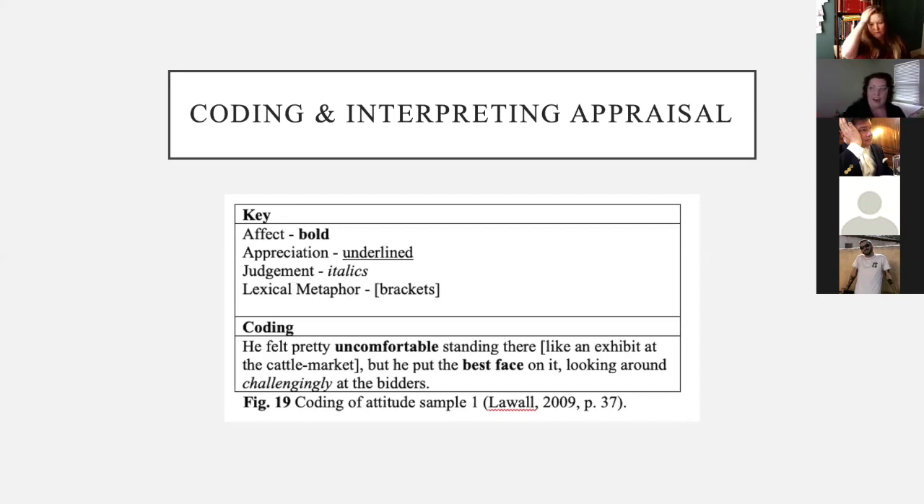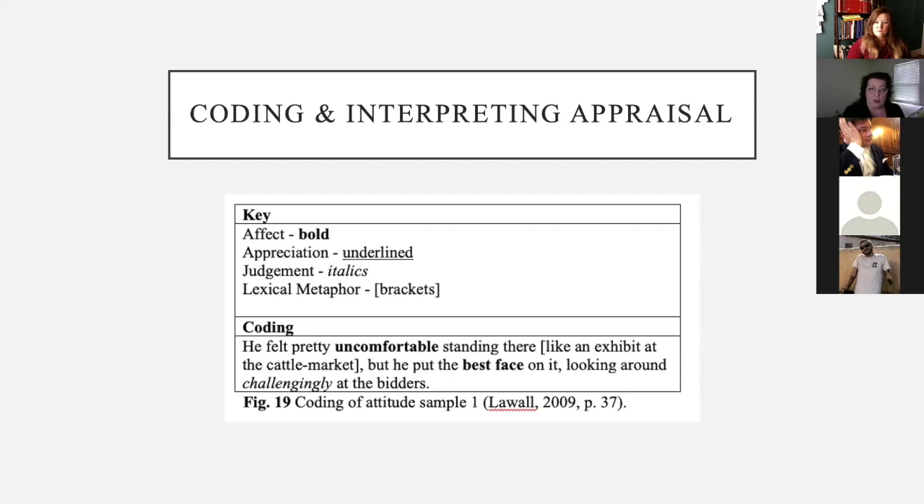Okay, so it's like a cattle market, this common thing. And he put his best face on. So he wants to look good, right? And looking around challengingly, like, I'm a good choice. There are some ways this could have been reframed to be interpreted as challengingly, like, you know, he's upset or something, but that's not the sense here in the function of this word choice.